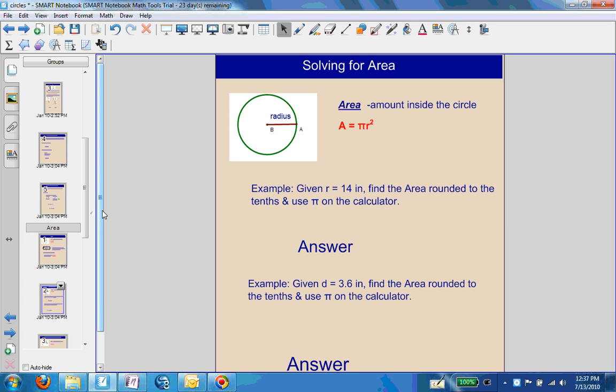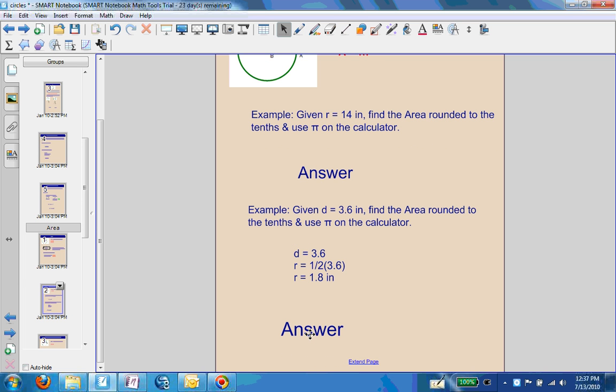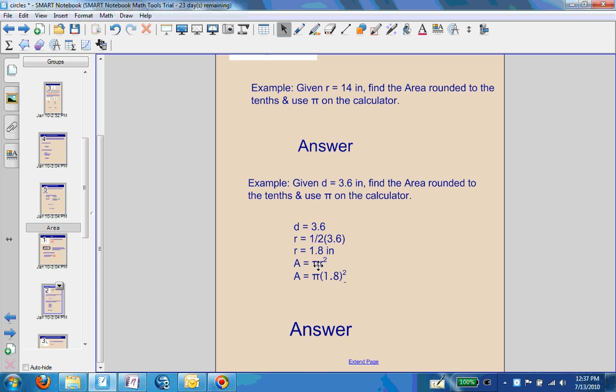In the next example, we're given the diameter instead of the radius. So there's only one formula for area, unlike with circumference. So if we're given the diameter, we're going to have to change that to radius by dividing it in half. So half of the diameter is going to be 1.8 inches. So we're going to substitute 1.8 inches in the place of r in our formula, area equals pi r squared. Again, the inches will be squared because the radius is 1.8 inches. So when we put that in our calculator, we get 10.2 inches squared.